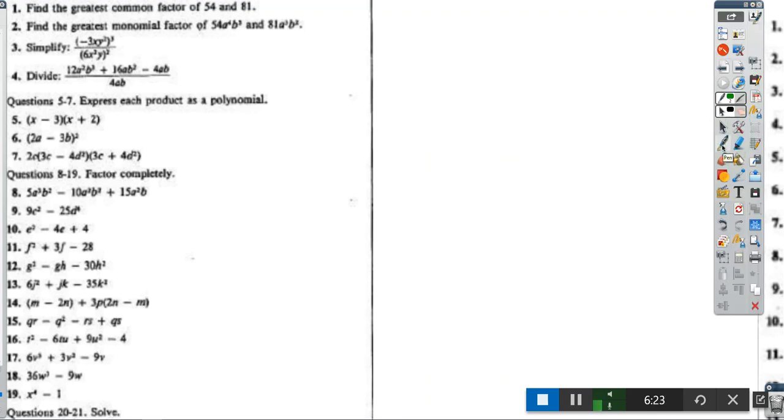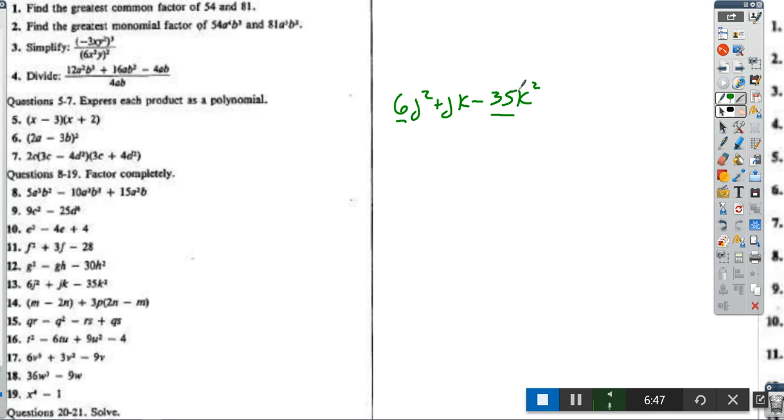All right, next problem, 13. 6j squared plus jk, and I'm going to have it squared. Just joking about giving you a test now, but I really am. So this one starts to be a little more challenging because I have an a term here and I have that negative 35.